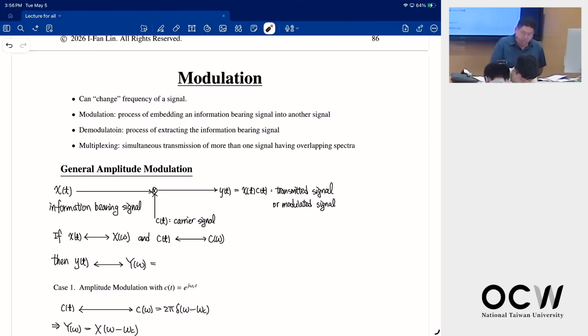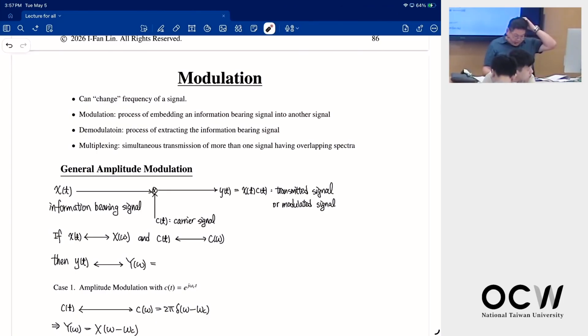And we will learn what is the multiplexing. We can do something simultaneously. So simultaneously transmission of more than one signal, having the overlapping spectrum. Because we want to save our time and money, sometimes we transmit a lot of signals, but in different frequency or in other ways. We will learn two ways to do it.